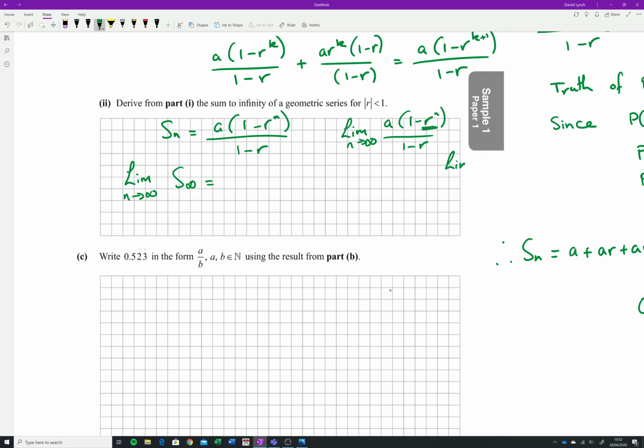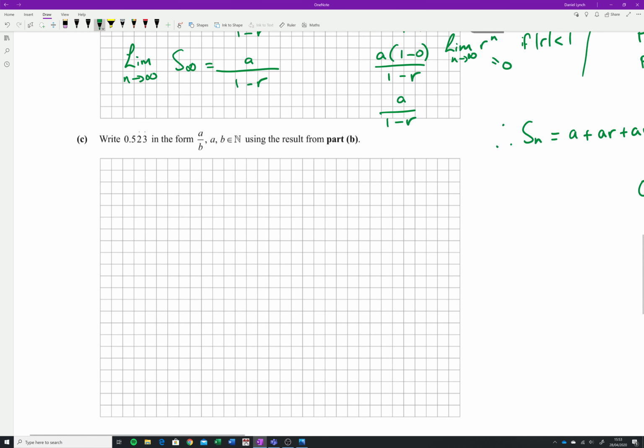So we can say that the limit of r to the n, maybe I just make this little note, if r is between 1 and minus 1, that's another way of saying that the limit of that thing is 0. I would just make that little note to my examiner. Look, I know what I am doing here. So if that is the case, what we would find is we'd get a times 1 minus, this thing is going to be 0, over 1 minus r. So we just get a over 1 minus r. So there we have it. We have S infinity is a over 1 minus r. So that's how you would derive that thing out.